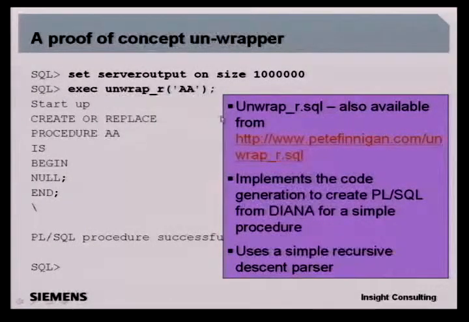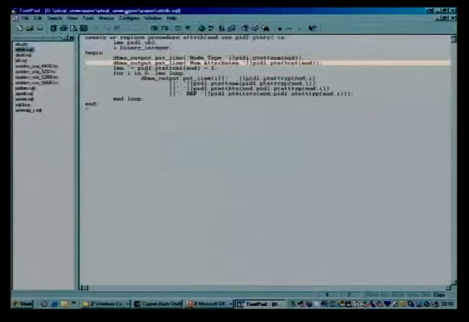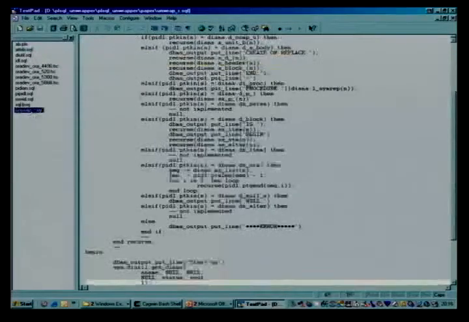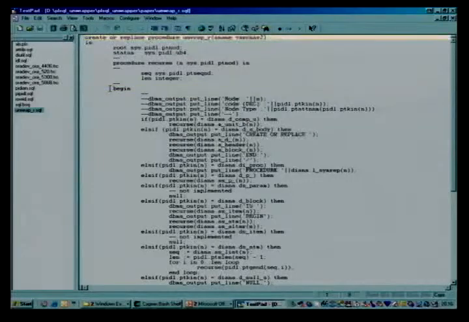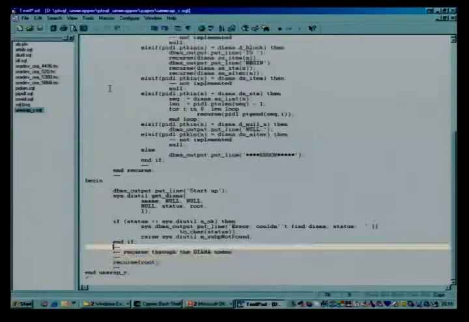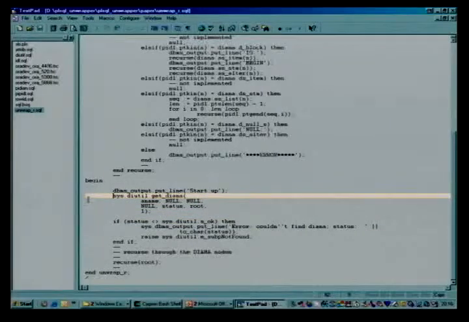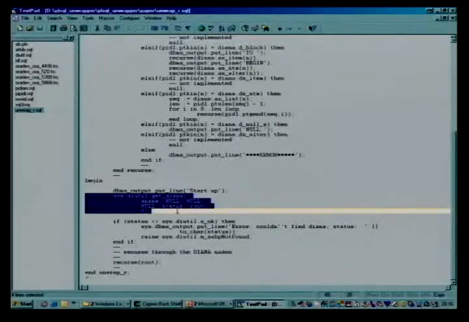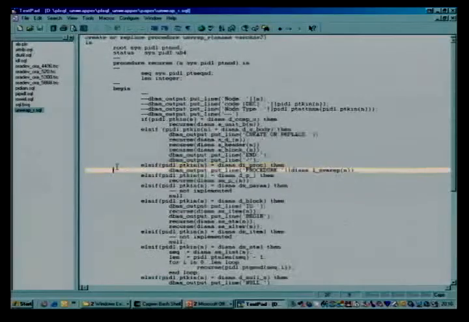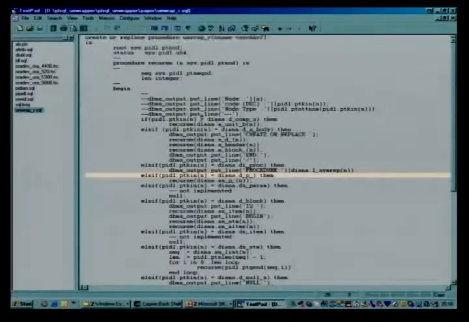So the proof of concept unwrapper is unwrap R, which I've got here somewhere. This is just a simple recursive descent parser. What it's doing is using the same function that Oracle uses in the dump Diana package function to get the root node of the Diana, so the starting point for parsing the Diana. It then passes the root node into a procedure I've created called recurse. The recurse procedure just implements an if clause for each different node type that I know is in that simple procedure that I've created.